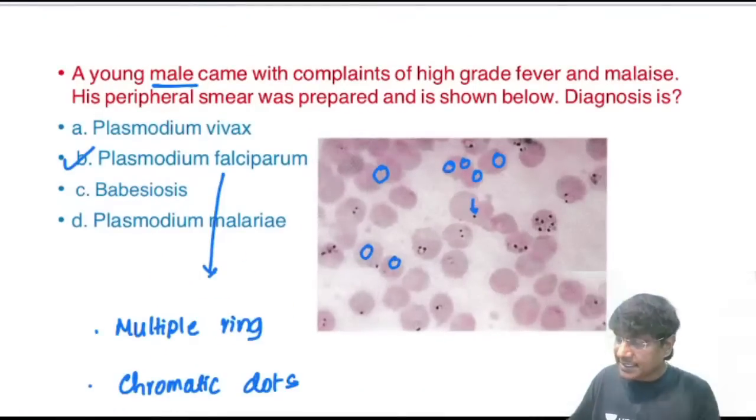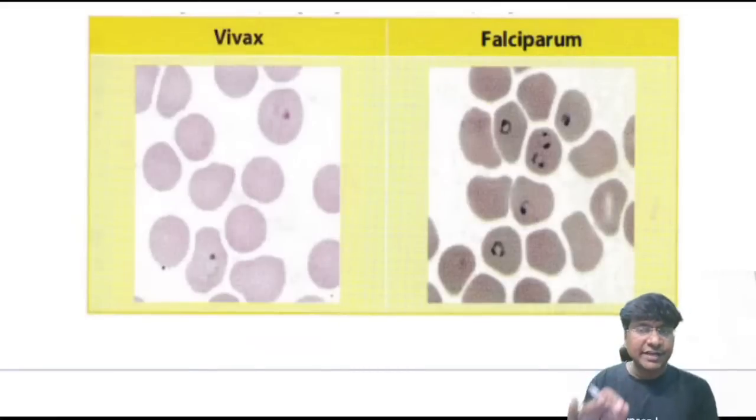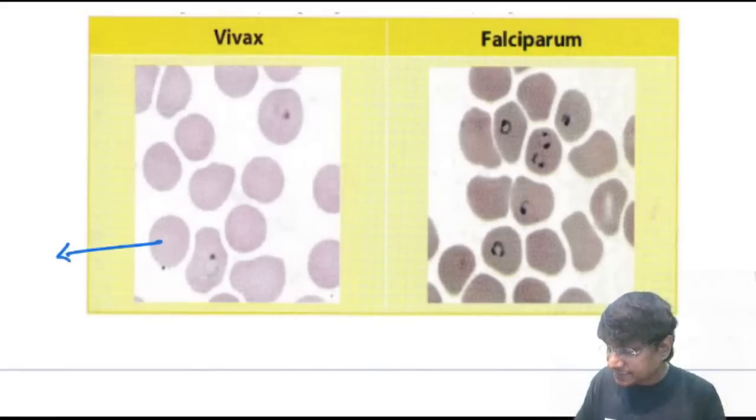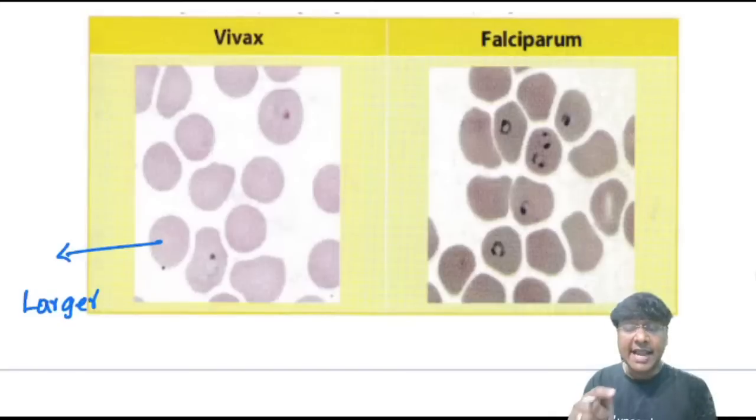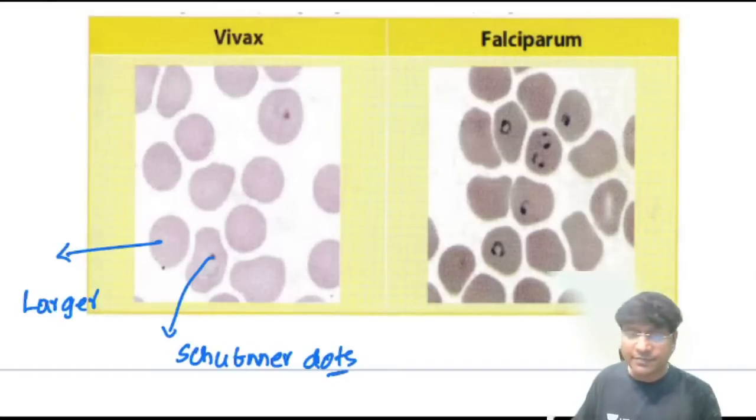Then what about the others? You take Plasmodium vivax. How will you rule out Plasmodium vivax? In case of Plasmodium vivax, please remember the infected RBCs are very large and may show an amoeboid trophozoite with Schüffner dots. So what are these dots here? These are nothing but an amoeboid trophozoite with Schüffner dots. That is what you will have in case of Plasmodium vivax, right?